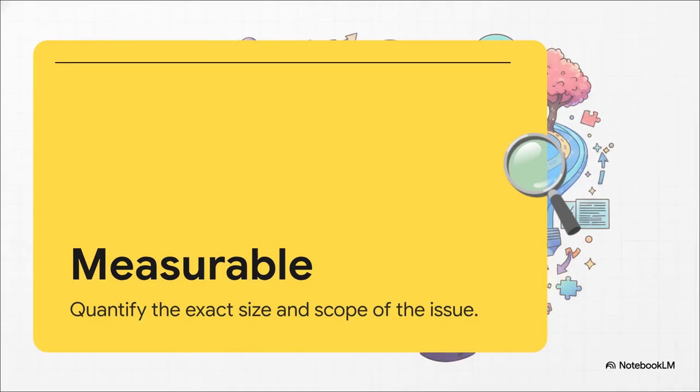Next up is M for measurable. You have to quantify the exact size and scope of the issue using specific data or metrics. By quantifying the problem, putting real numbers to it, you make sure that absolutely everyone in the organization understands its true scale and its direct impact on operations.